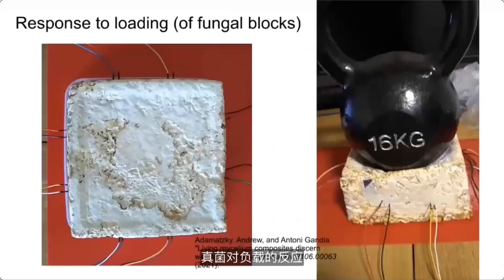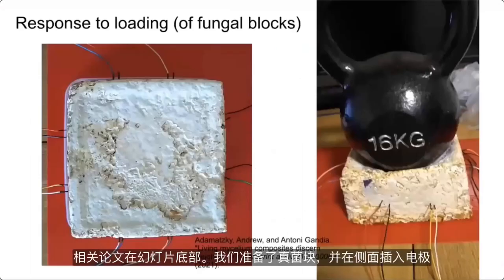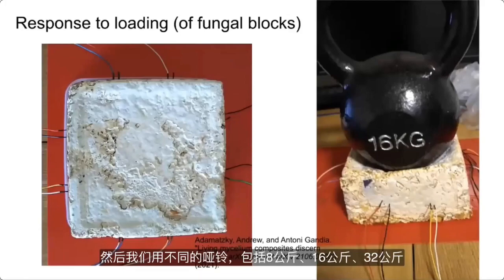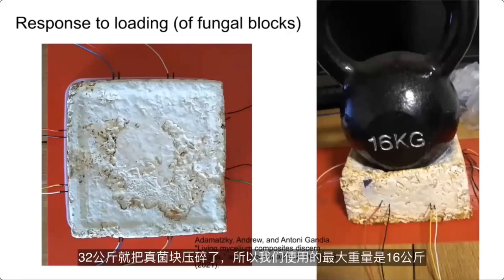Fungal response to loading. To check fungal response to loading, we prepared a fungal box. Paper is referred at the bottom of the slide. And we inserted electrodes at the size of the block. Then we applied different weights, 8 kilo, 16 kilo, 32 kilo. 32 kilo was crushing fungal blocks, therefore we stopped with 16.